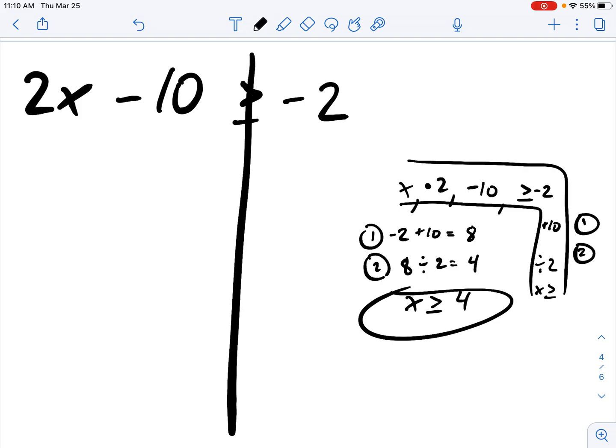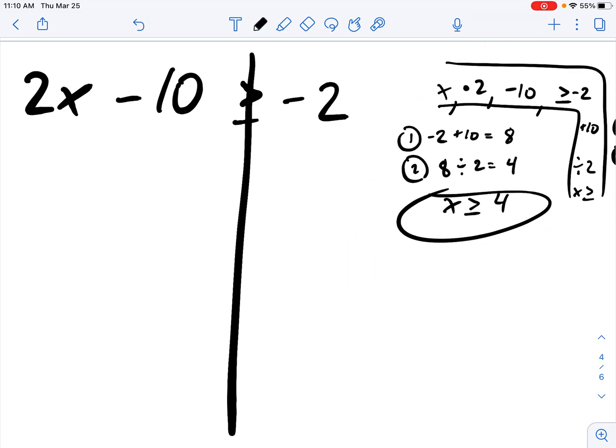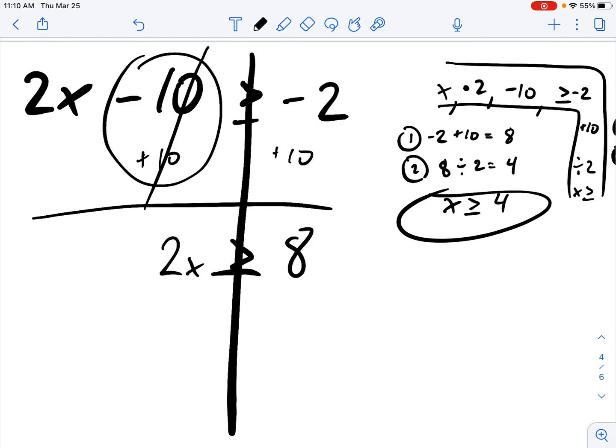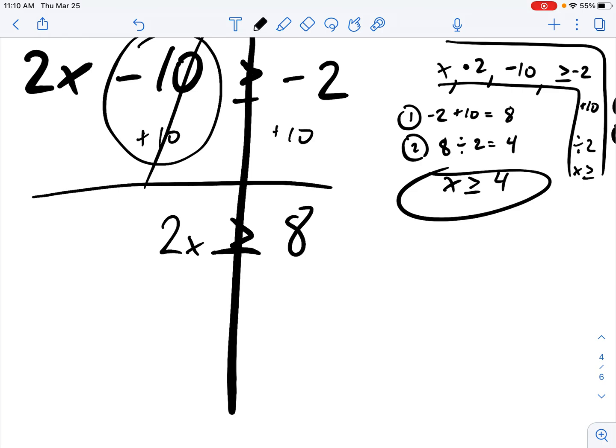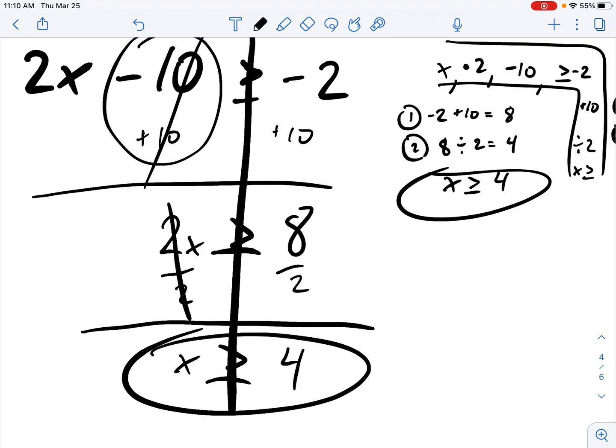If you want to write this in algebra, which remember, that's what we're working towards, I draw a line down the middle of the inequality. Our first step is going to be adding 10 on both sides. These cancel out, so you're left with 2x is greater than or equal to 8. Negative 2 plus 10 is 8. Our second step is going to be divide both sides by 2. These cancel out, you're left with x is greater than or equal to 4. And that's the answer, okay?